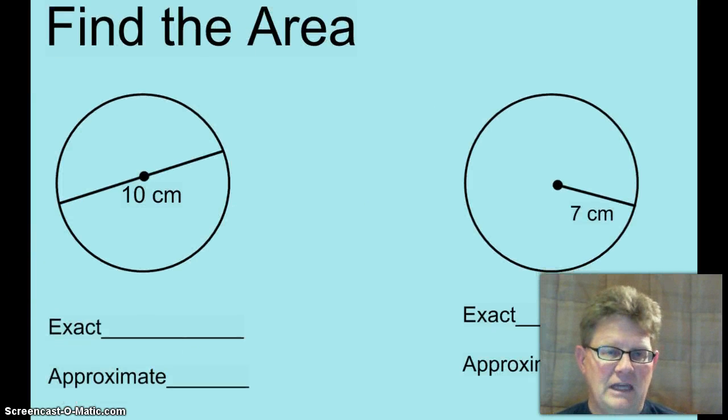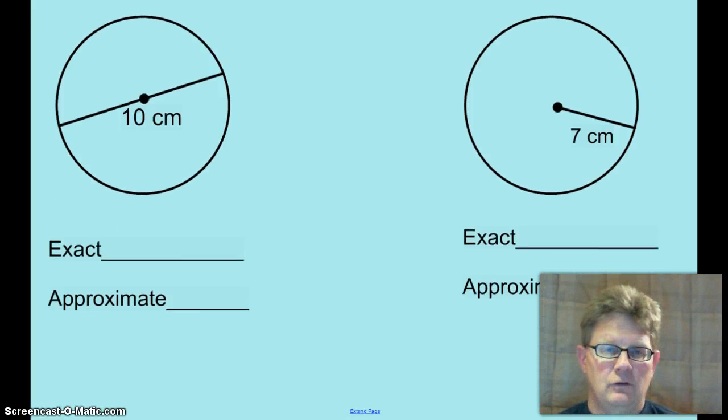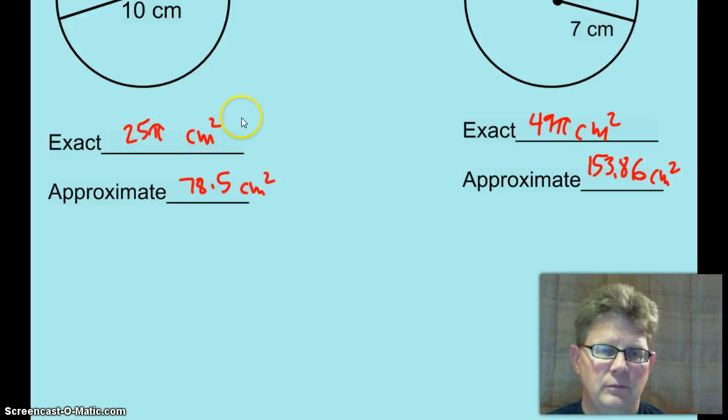Go ahead and find the exact areas and the approximate areas, and when you're done, come back and check your answers. Okay, the exact area, the first one was 25 pi centimeters squared, and the approximate, when you replace pi with 3.14, 78.5. And on the other one, 49 pi centimeters squared, replace pi, 153.86 centimeters squared. Whew. This does conclude Honors Geometry 1.6 and 1.7.